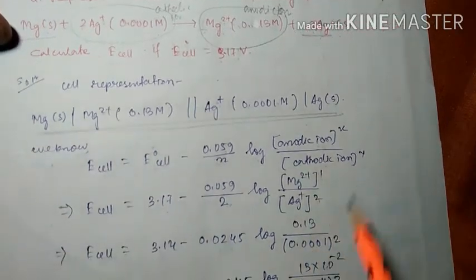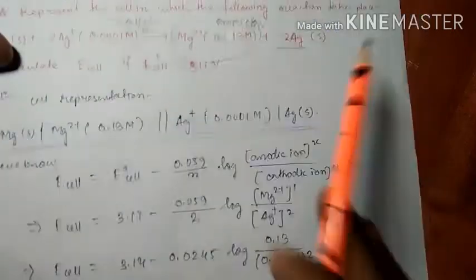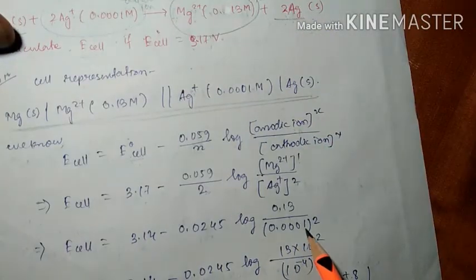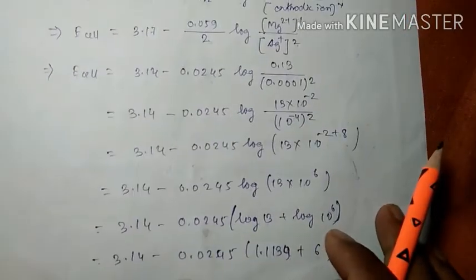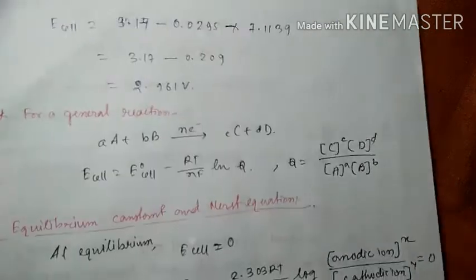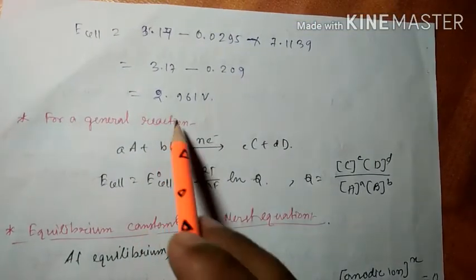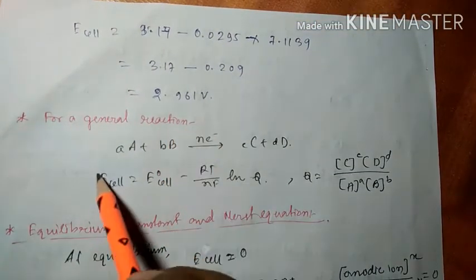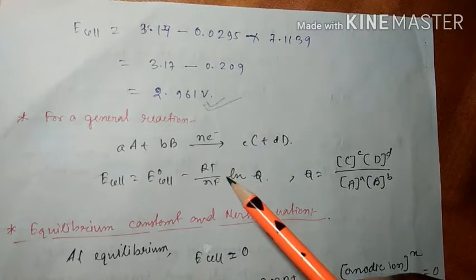Now just put the values. This one is 0.13 as it is given, 0.13 molar. This one is 0.0001 mole. I've written here 0.001. Okay. Now just do the mathematical part and you will get the values. Okay. Now what will be the value? The E cell, you will get the value of E cell equal to 2.961 volt. Okay. The mathematical part, just do it yourself.